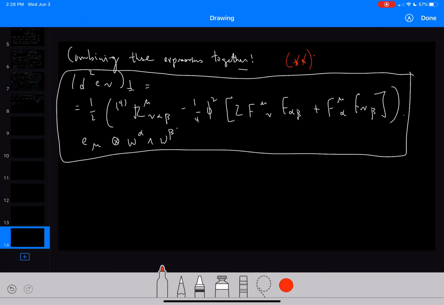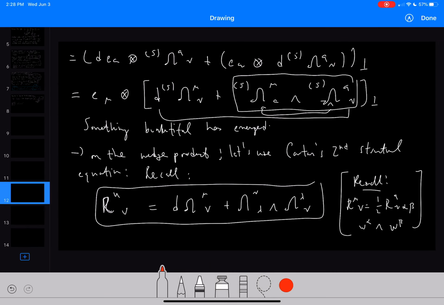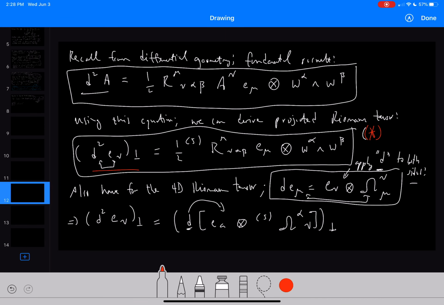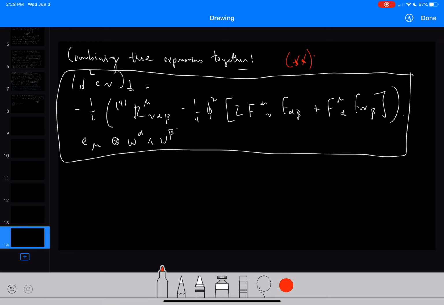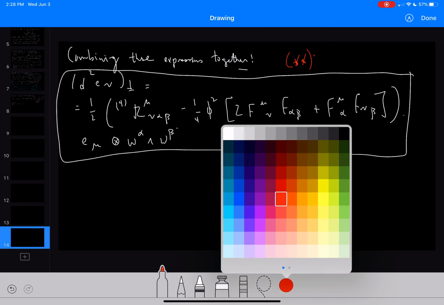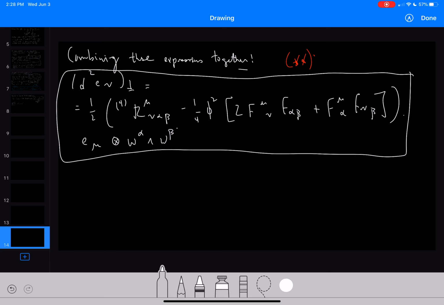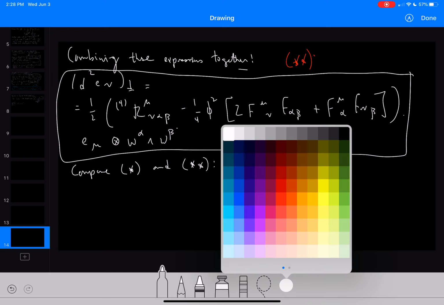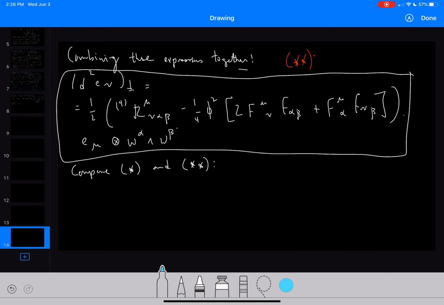And so what you're seeing is why I did this. If you look at equation star, which is also an expression for the second exterior derivative of this basis vector and its orthogonal component, we also have one here. So I just compare the two equations, and you can start to see immediately where I'm going. If I compare equation star and equation double star, you get a very, very beautiful result, and that's the result that we were seeking. So let's write it down. I'll use a different color because it's a very beautiful result.